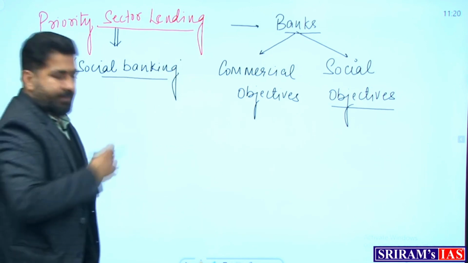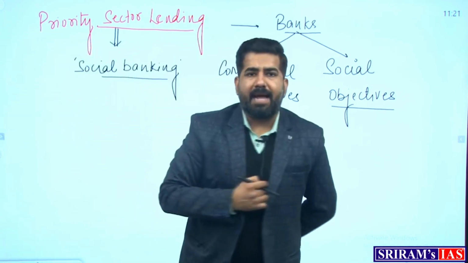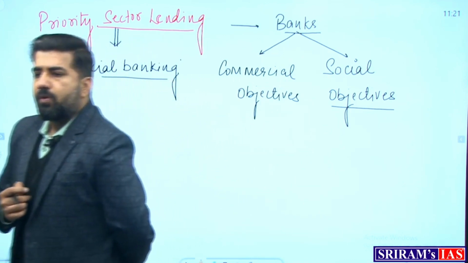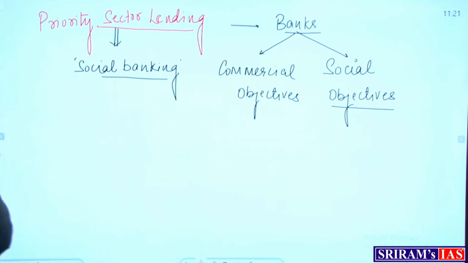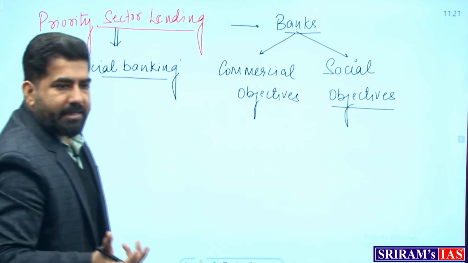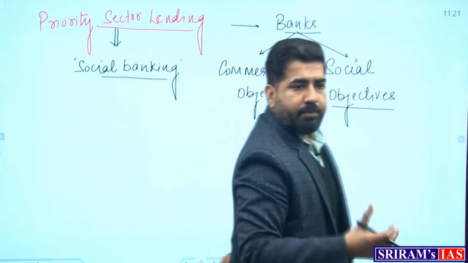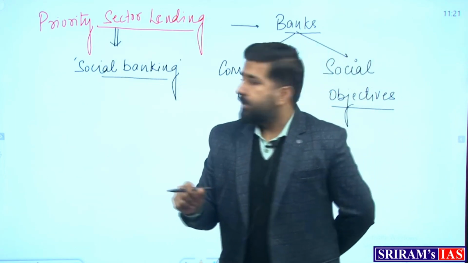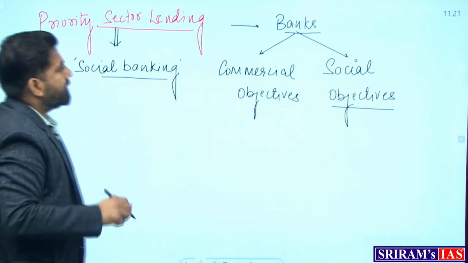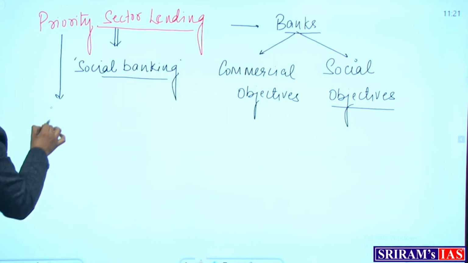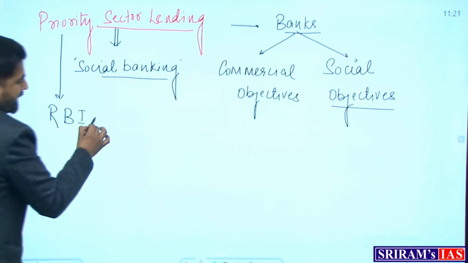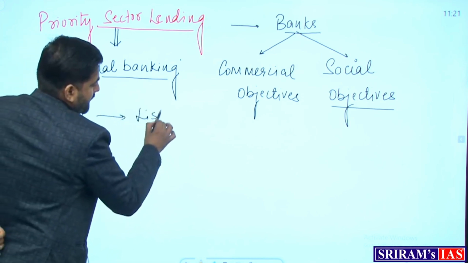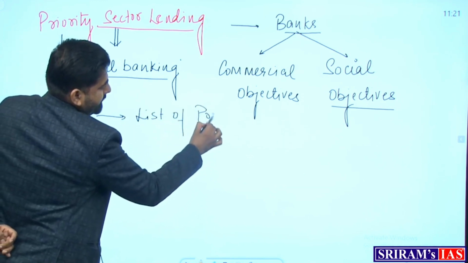Clear? Now what I mean by social is, why should the bank only give loans to those areas which are generating high returns? It should also give loans to the areas where there is possibility of poverty alleviation, an improvement of farmers' income. So priority sector comprises mainly those areas. Clear? Now who defines the list of priority sectors? Definitely RBI. RBI comes up with the list of priority sectors.